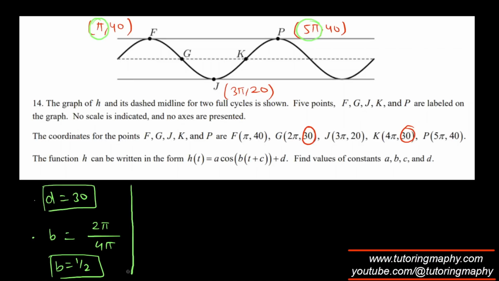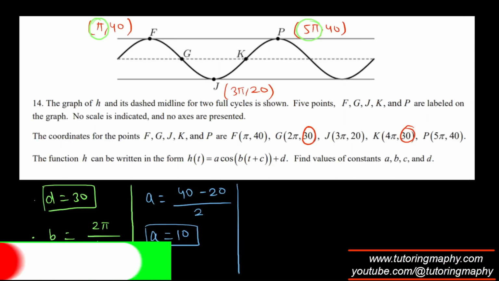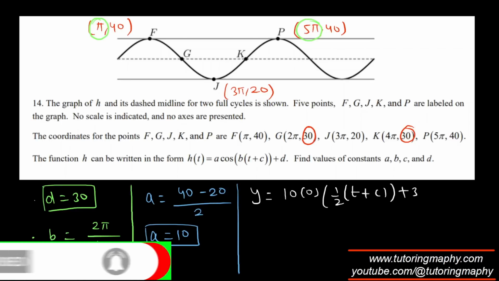What is the value of a? I'm going to take it as a positive number, so maximum minus minimum over 2. 20 over 2 is 10, so a is 10. And finally, what is the value of c? So for that, we need to make some effort. Y is equal to 10 cosine of 1 over 2 t plus c plus 30.